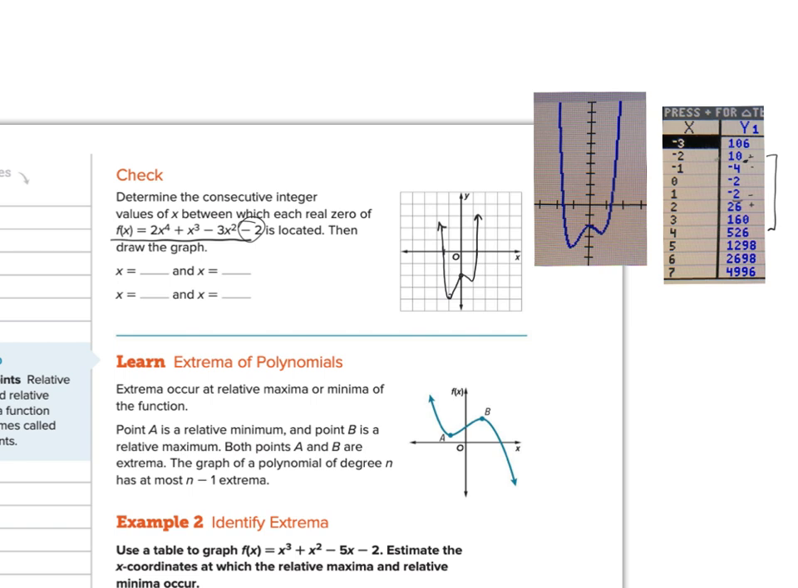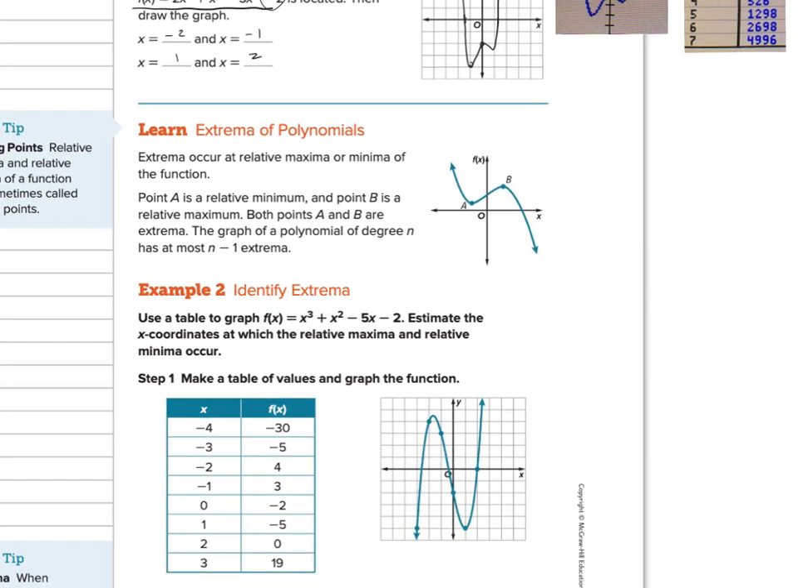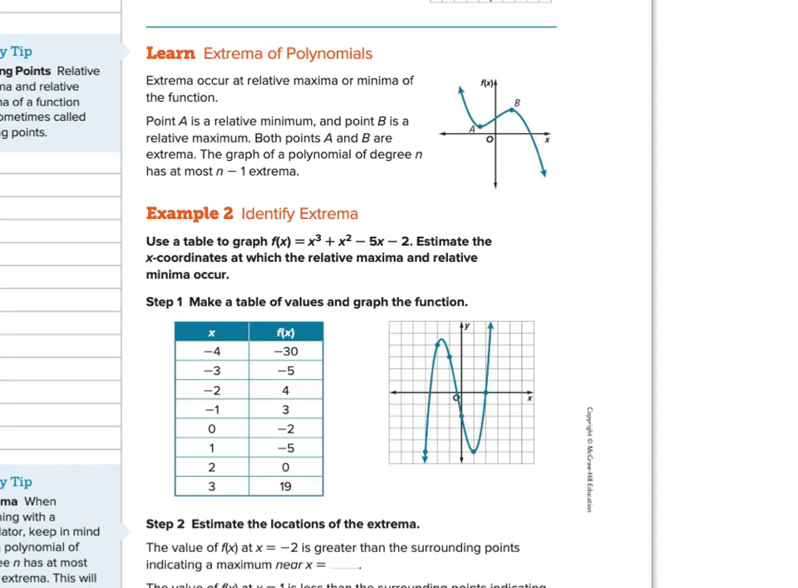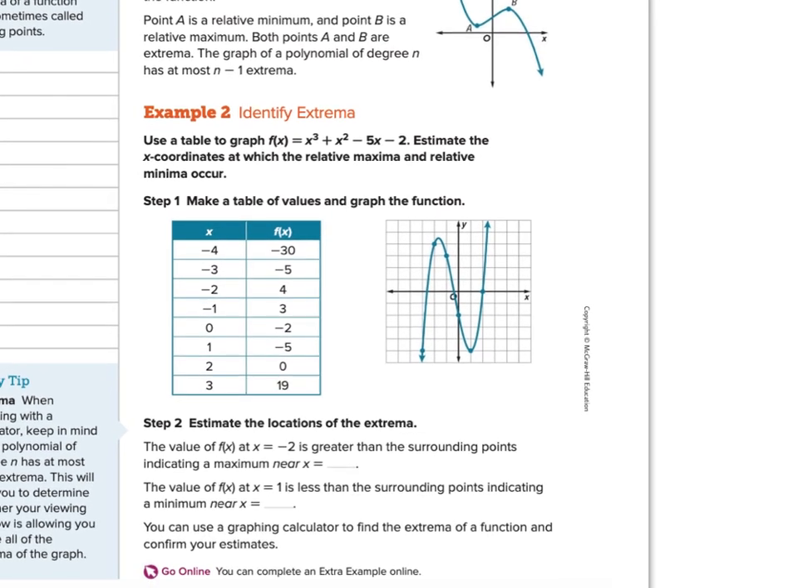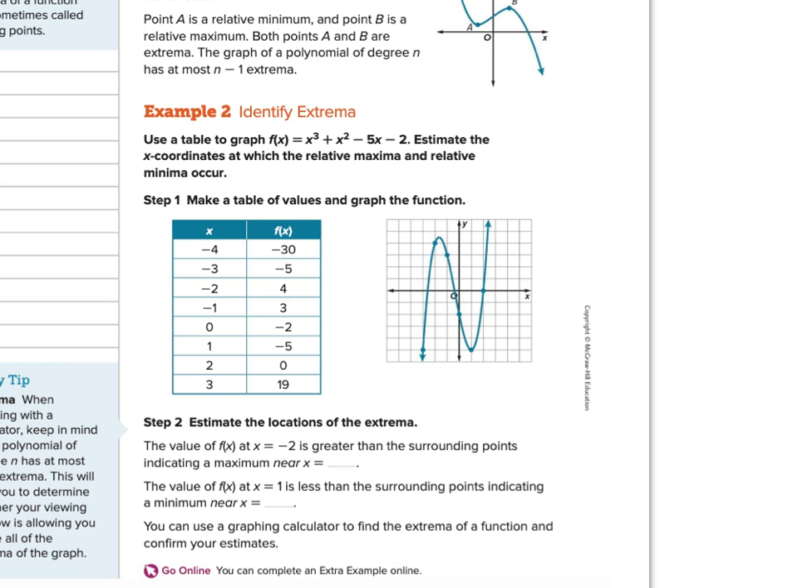So your zeros fall somewhere between x is -2 and x is -1, and then again between x is 1 and 2. Being able to analyze that. Now here, in identifying the extrema, we have graphed this, we have plugged the points in, understanding where my extrema are. This is going to be a relative maximum, this is going to be a relative minimum. There is no maximum or minimum because it continues forever and ever in both the positive and negative directions.